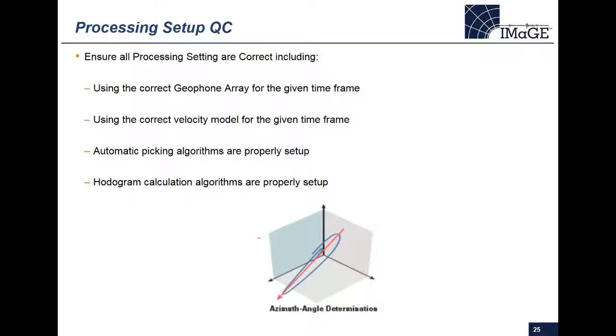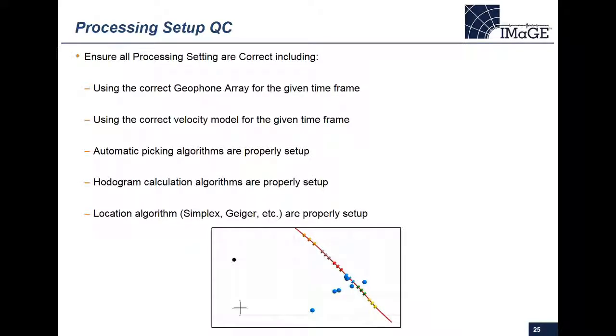Or if you've got really noisy data, maybe you want to shorten up your hodogram to really just get the P waveform and try and eliminate as much noise as possible. Or maybe you want to make it longer if you've got a clean waveform to clean things up. And finally, you want to make sure your location algorithm, whether it's a simplex or Geiger or something else, is properly set up and working.